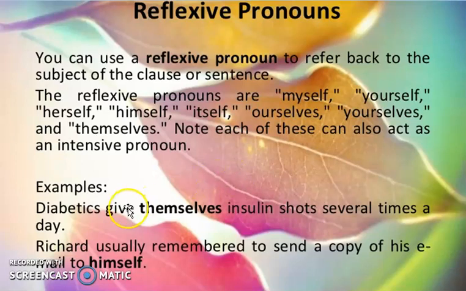For example, diabetics give themselves insulin shots several times a day. Here, themselves refers to the diabetics, and here themselves is a reflexive pronoun. In the second example, Richard usually remembered to send a copy of his email to himself. Here himself is referring to the subject, that is Richard.